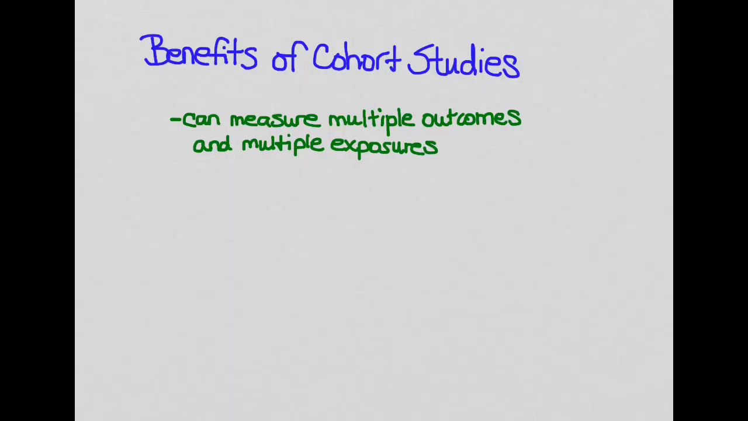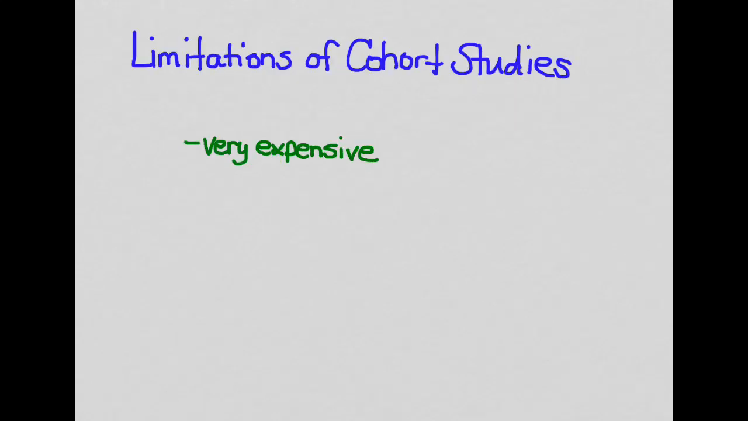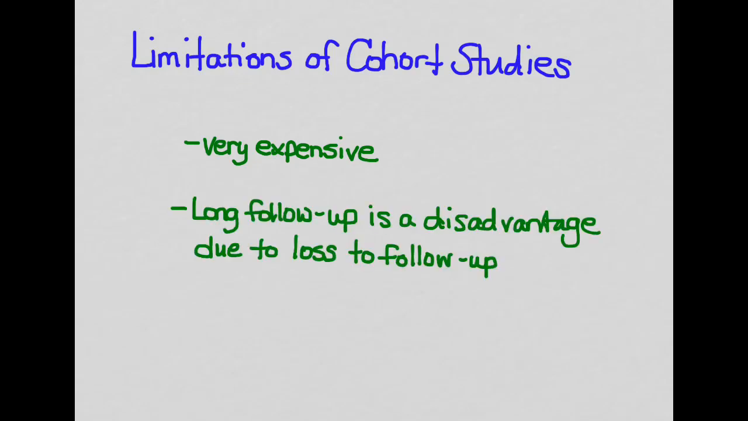Some of the benefits, again, of cohort studies, just to review: they can measure multiple outcomes and multiple exposures, and they actually capture incidence data, which is important to establishing causality. There are also limitations to cohort studies. First of all, they're very expensive because you're tracking a lot of people for a long period of time. Secondly, while a long follow-up has advantages, it also has a disadvantage that you can lose people to follow-up.